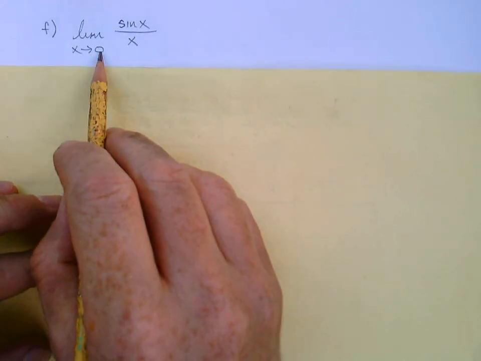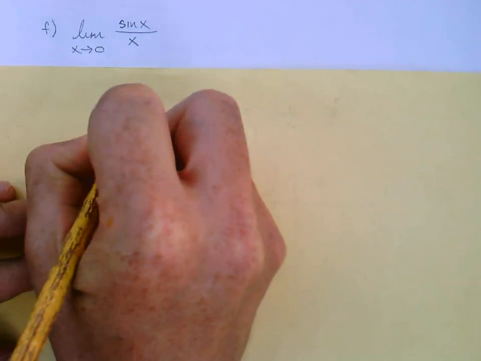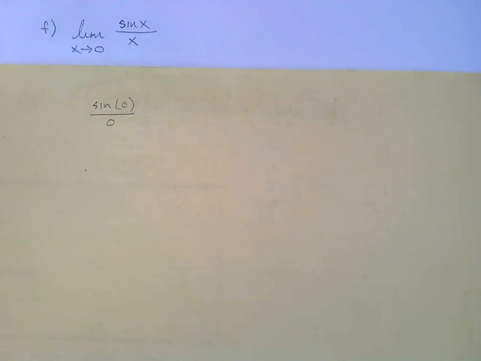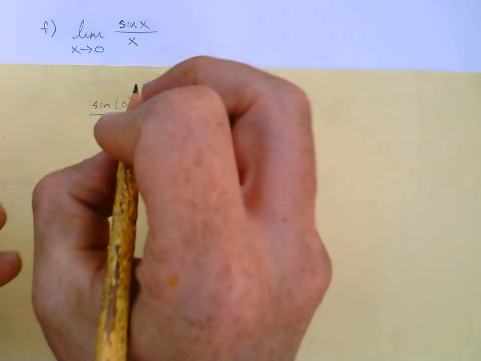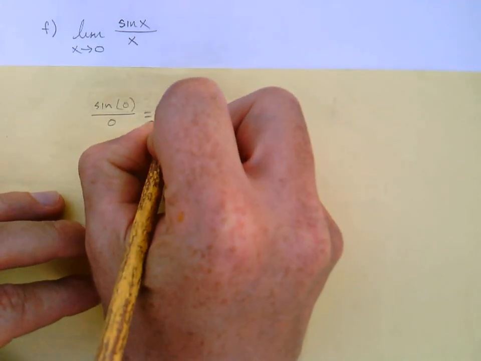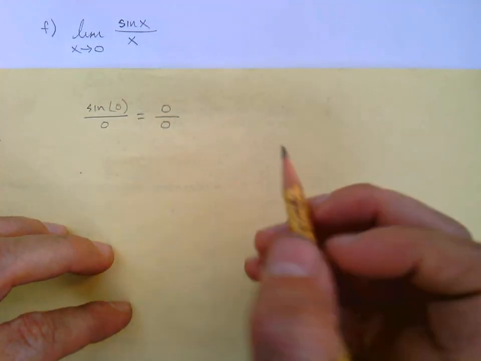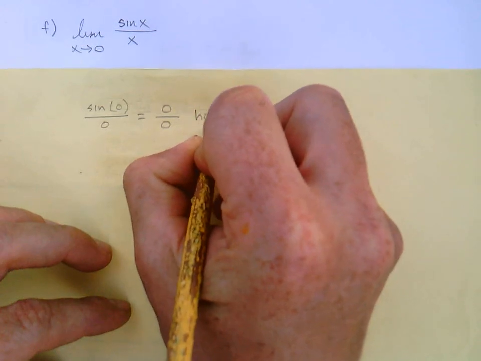So if I try to plug in the 0, sine of 0 over 0. Do you guys remember what the sine of 0 equals? If you remember your trig, the sine of 0 is 0. If you don't remember that, well, that's what calculators are for. But hopefully you remember that. The sine of 0 is 0. Okay, so again, we know we've got a hole.